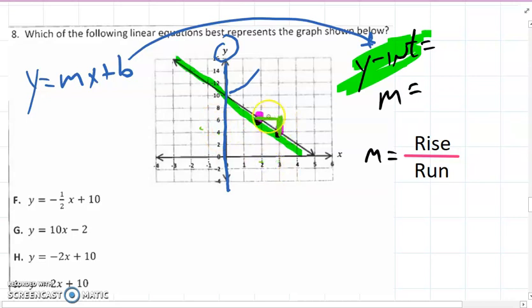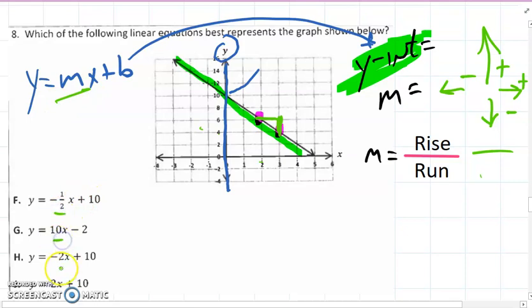From 3 to 2. Remember, your rise is on top and your run is at the bottom. If you go up, it's positive. If you go down, it's negative. If you go to the right, it's positive. If you go to the left, it's negative. Rise, run. And that number that you get should be the one that goes next to the x, the m in the equation.